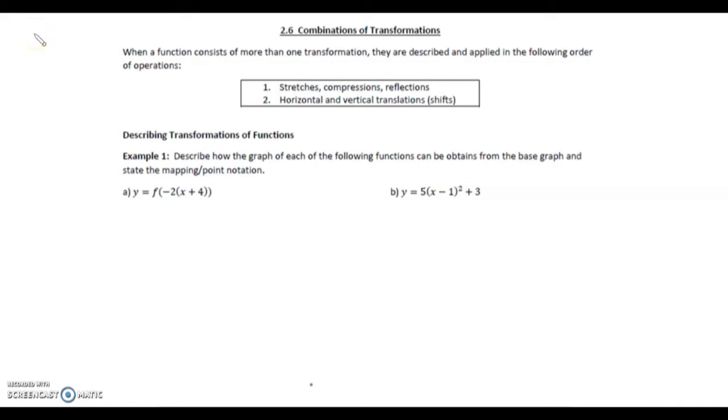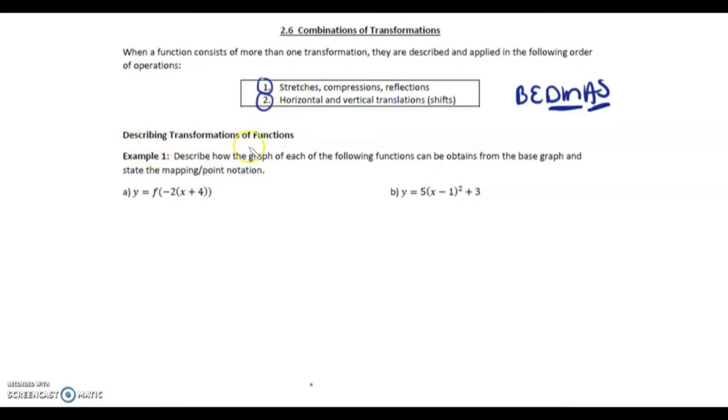Okay, 2.6 combinations of transformations. So when a function consists of more than one transformation, they're described and applied in the following order. Okay, so this is exactly like BEDMAS. Stretches, compressions, and reflections have to be applied first because those transformations were dividing or multiplying in the mapping notation, then horizontal and vertical translations, because again, those are adding and subtracting. Okay, so we have to apply them in this order.